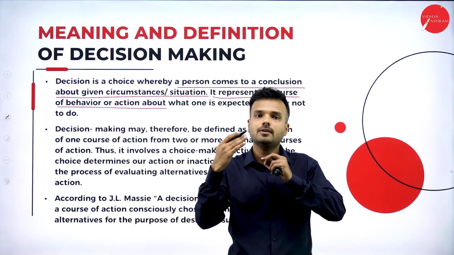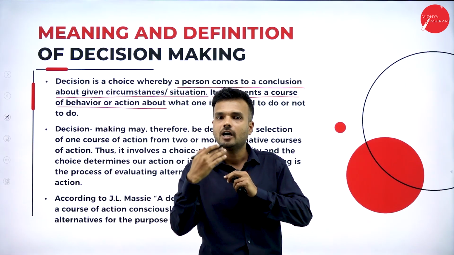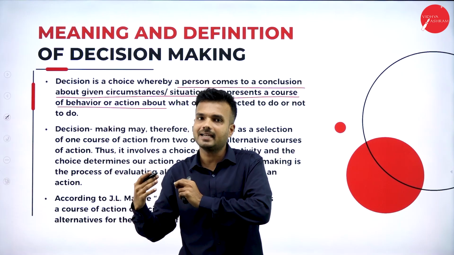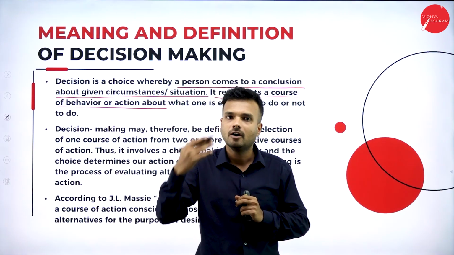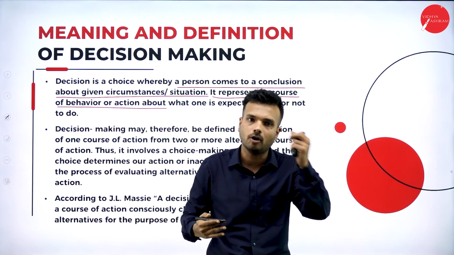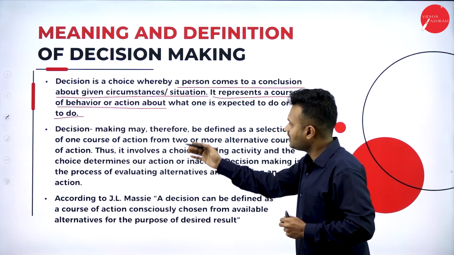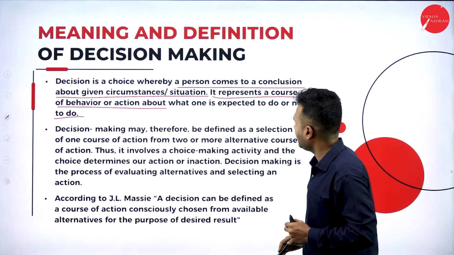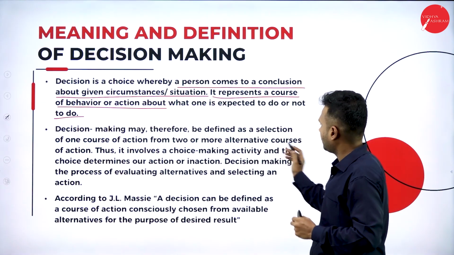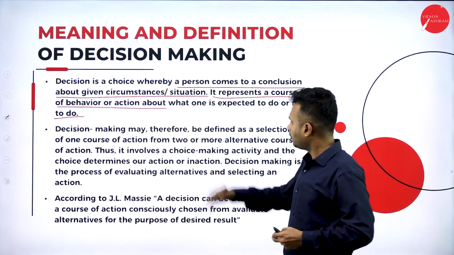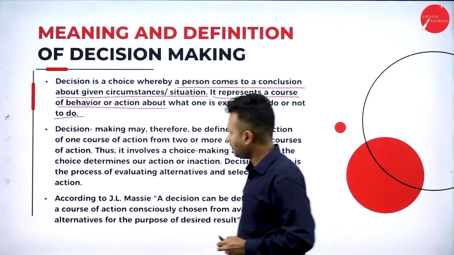It projects the course of behavior: how we are supposed to take the decision, which one we are supposed to select and which one to reject, on which path we are supposed to go, what we are going to consider and what not, what to do and what not to do. Decision making may therefore be defined as the selection of one course of action from two or more alternative courses of action.